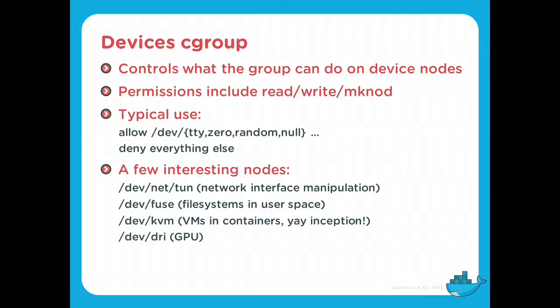Next thing, the devices cgroup. That one lets you control which container can read or write on which device. Thanks to this cgroup, a random container can't open your /dev/sda disk device and randomly read and write, which would be pretty bad. This is used to prevent the container from screwing up everything on the machine. So generally what you want to do is allow the harmless devices like /dev/tty, /dev/zero, /dev/null.